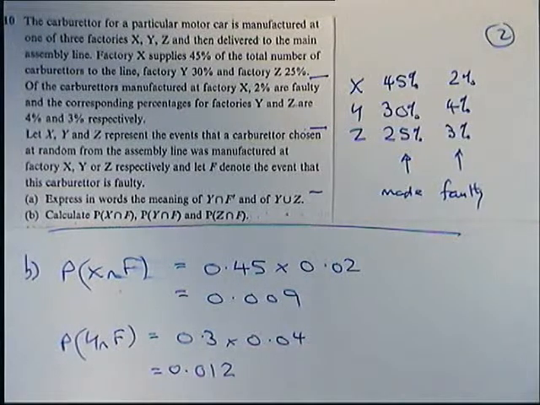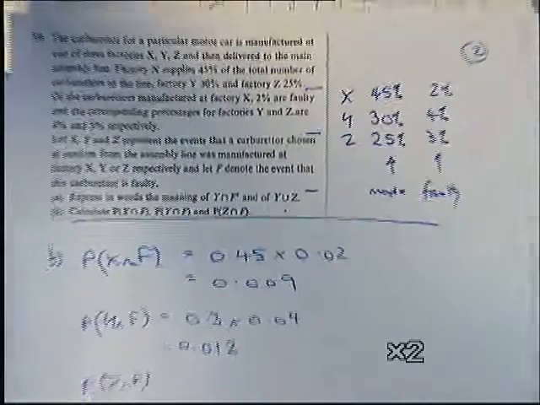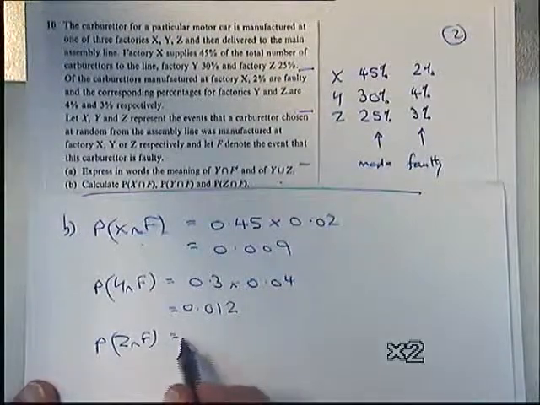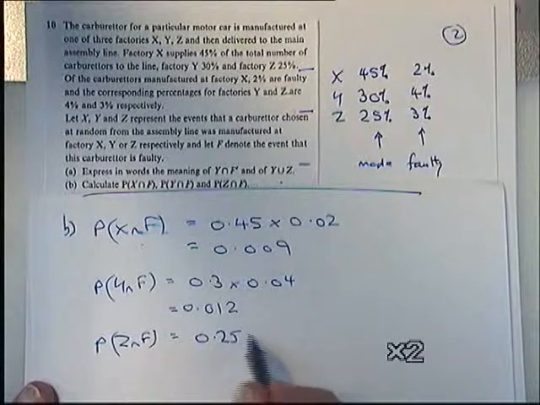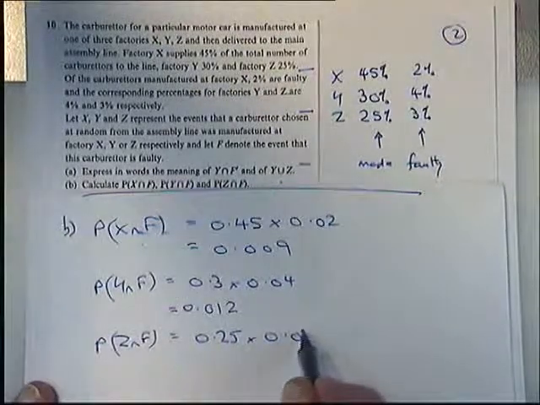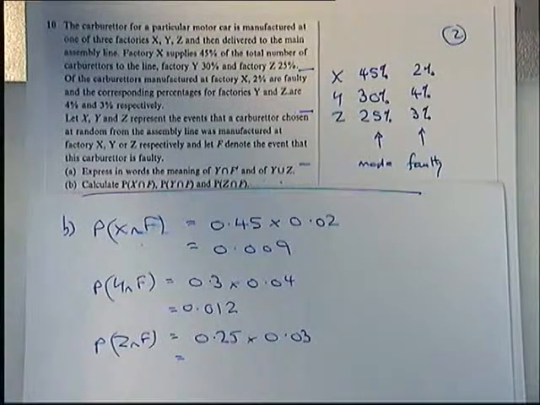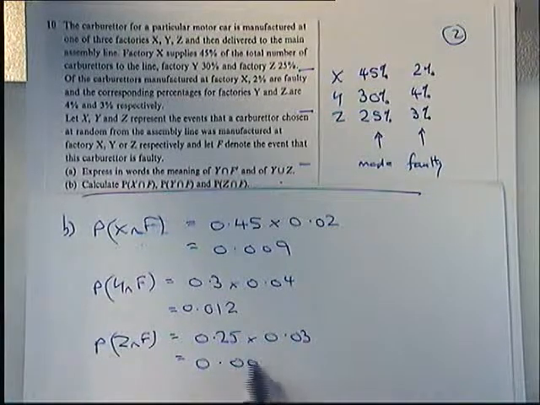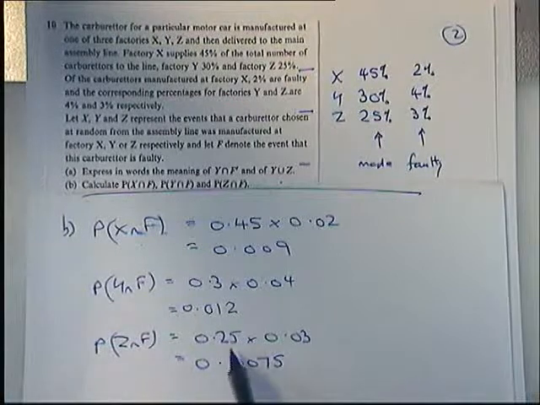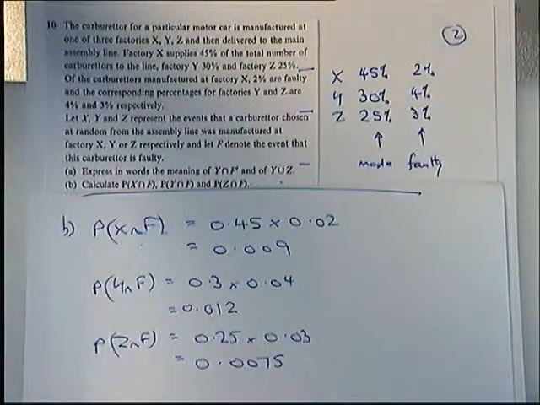And the final one is Z and faulty. Following the same way, Z is 0.25, faulty at Z is 0.03. Go on, can somebody give me a quick answer to that one? 0.0075, yeah. 3 times 25 is 75, and 1, 2, 3, 4 digits after the decimal point.